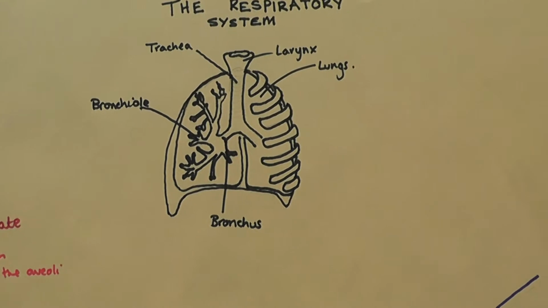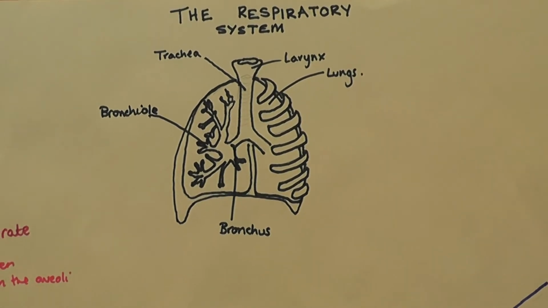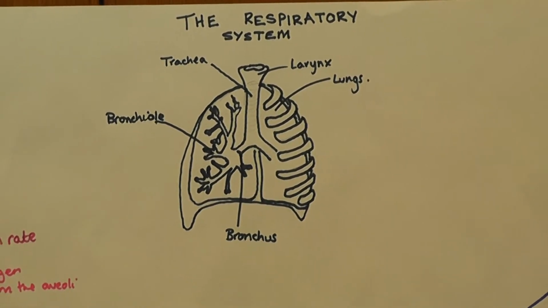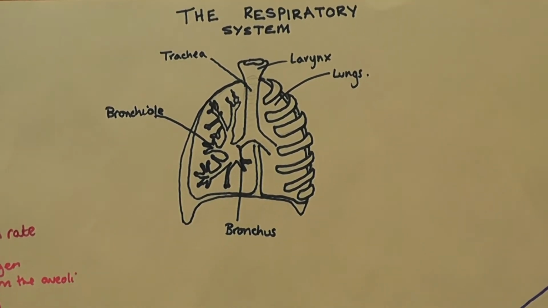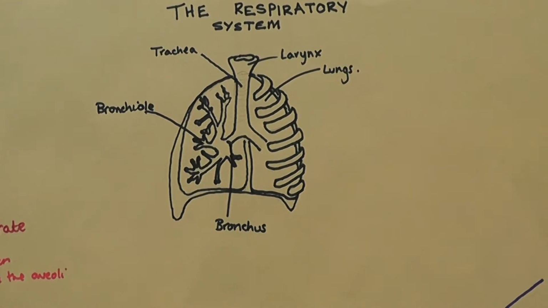Alveoli provide gaseous exchange by diffusion. The diaphragm separates the chest from the abdominals and is the most important factor involved in breathing.